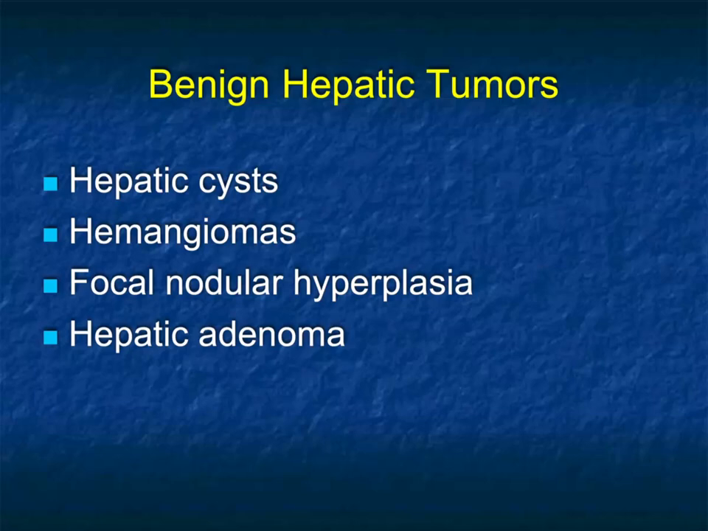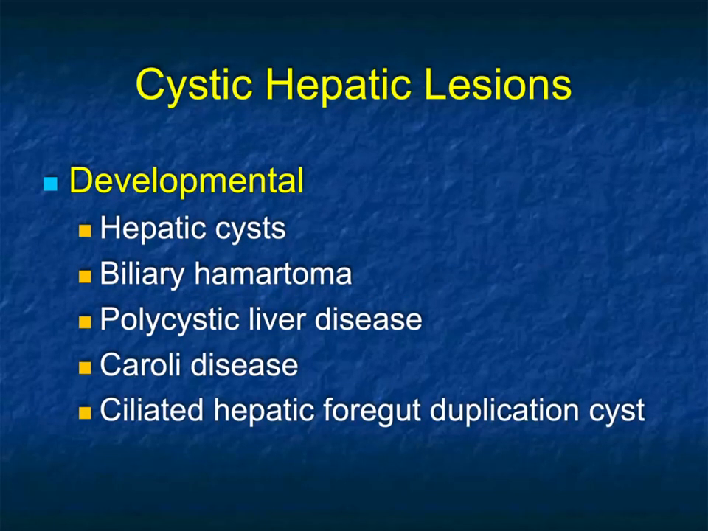So let's look at some of the benign lesions first. Now, I put hepatic adenoma here. Hepatic adenoma crosses between benign and malignant. Hepatic adenomas can act aggressively, we'll speak about them later, and spontaneously bleed. Hepatic adenomas can also transition into hepatomas. But the first three are surely going to be benign.